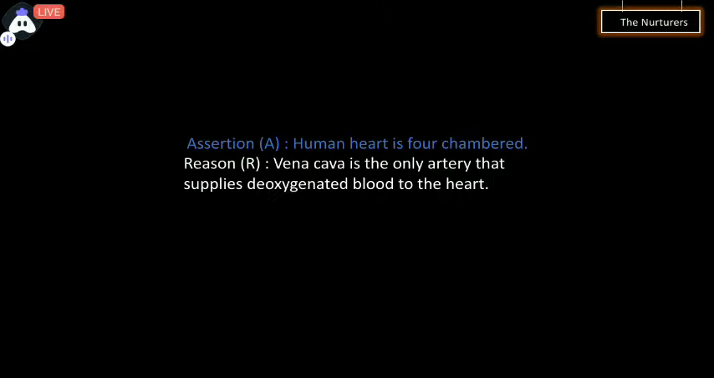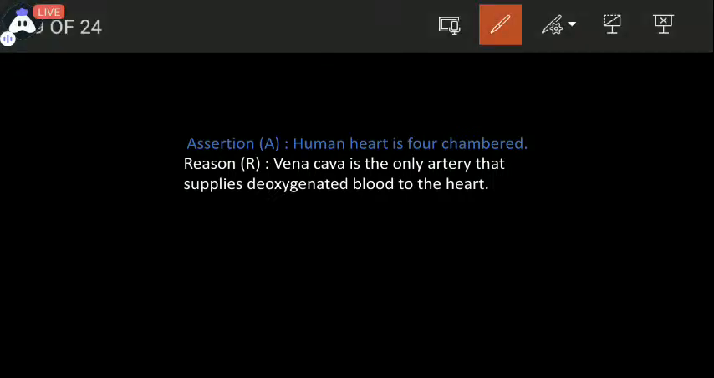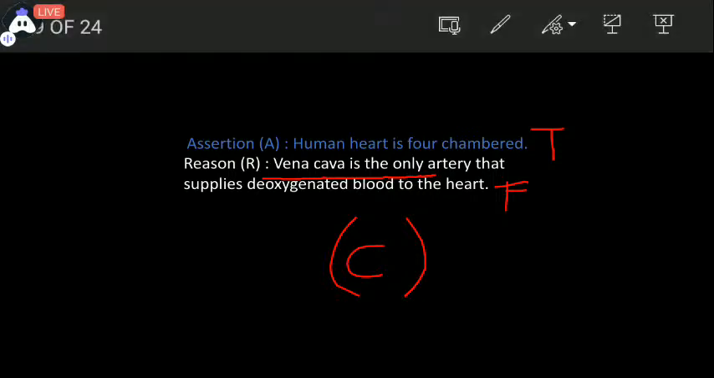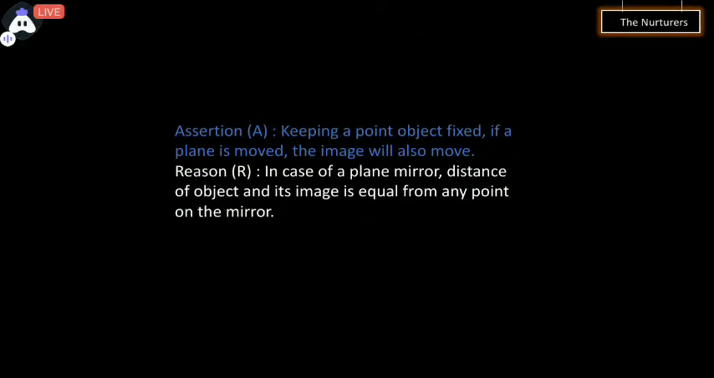Now, first of all, vena cava is not an artery. Vena cava is the largest vein of our body. So, as per this statement, we can say that the reason is false and the assertion is true. And so the correct statement would be C, which states that the reason is false, and hence correctly fits to this assertion and reason. So the correct answer would be the third one. Moving ahead to the next assertion and reason.